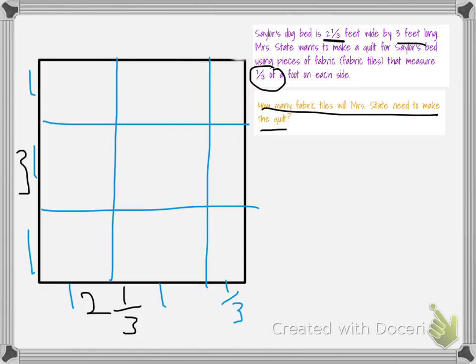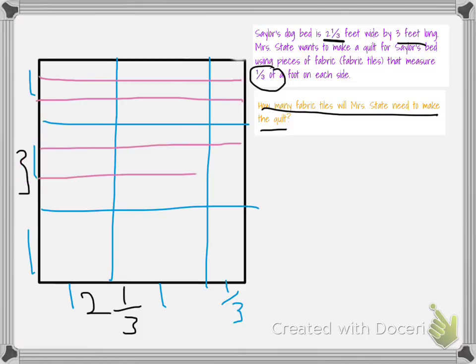Now the next step is to figure out how many fabric tiles I will need to make the quilt. Remember, each fabric tile is 1/3 of a foot. Well, since this is 1 foot long, that means I need to break those into thirds. So now each of those little pieces is 1/3 of a foot. This also is 1 foot long, so I'm going to break that into thirds. This is 1 foot long, so I'm going to break that into thirds as well.